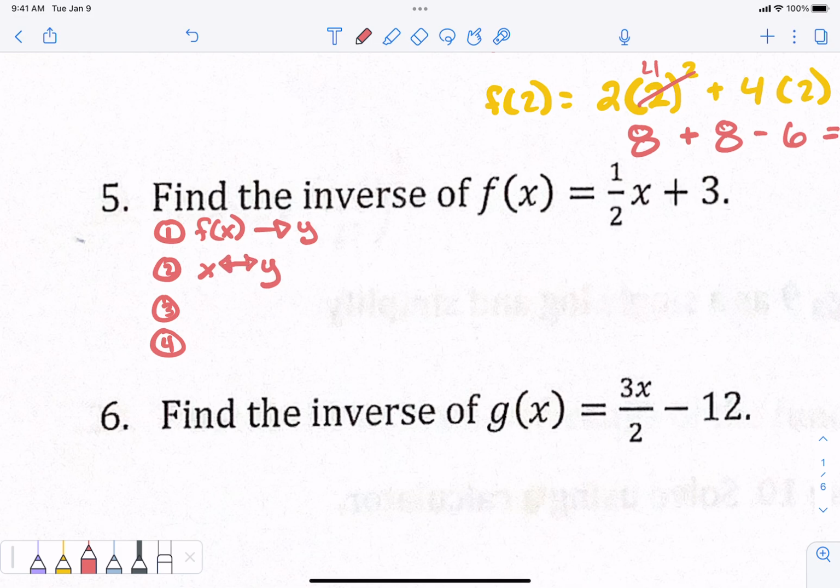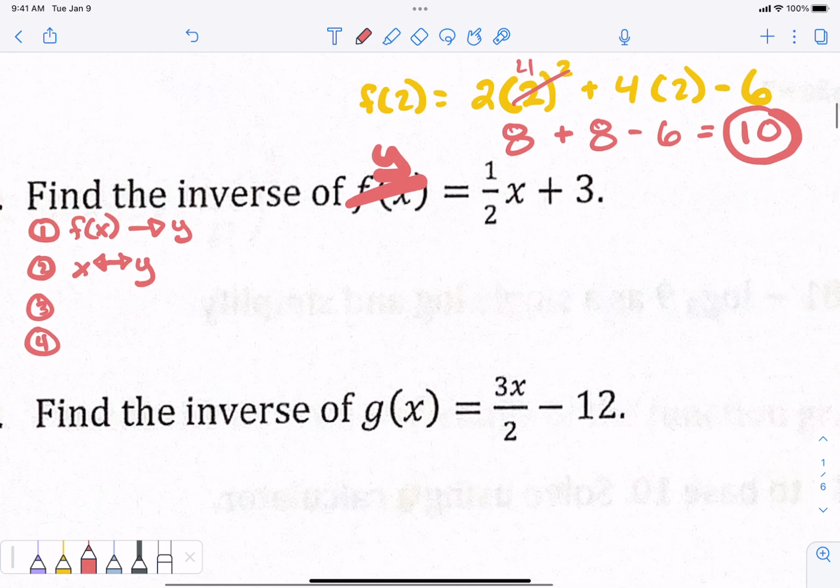What's that mean? x and y switch places with each other. Okay, so let's just do those first 2 steps. So we can call this guy y. I'm just going to call it y there, right? That's the first step. Step number 2, I switch the x and y out. So what will it look like? x equals 1/2 y plus 3. Okay? All right, now what do I do?